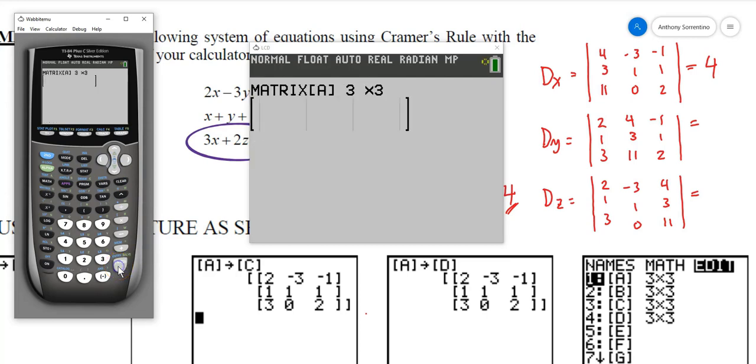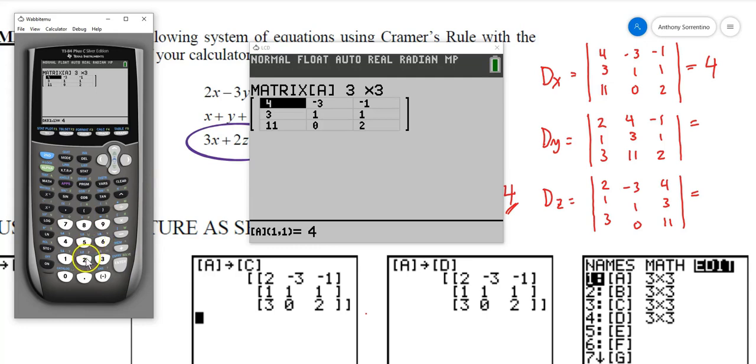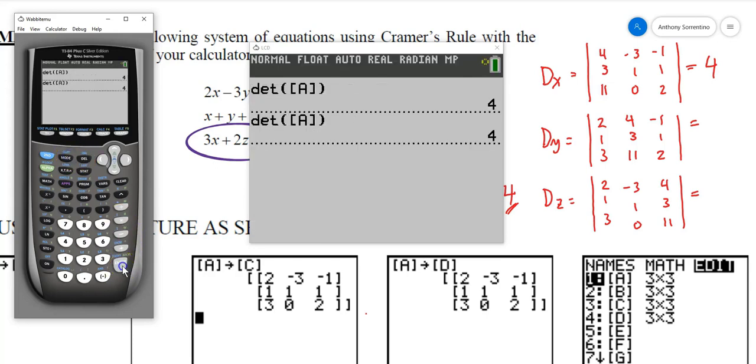Now when I alter this matrix, I have 2 columns to fix. So I have to put this one back into 2, 1, and 3. Then I have to change this to the 4, the 3, and the 11. And now I have my dy set up. Hit enter again here. I'm going to get -8, so that's what this one is.